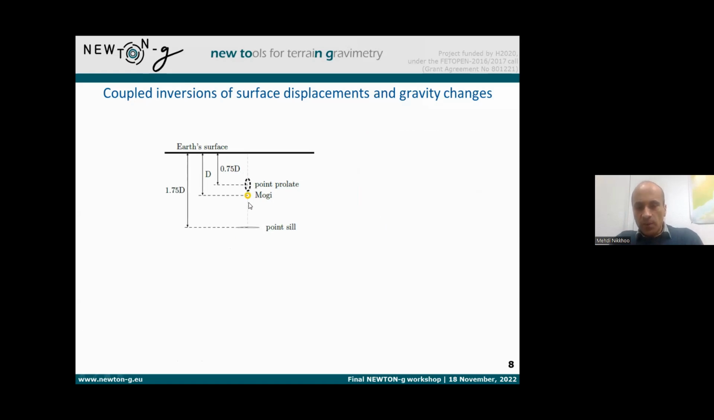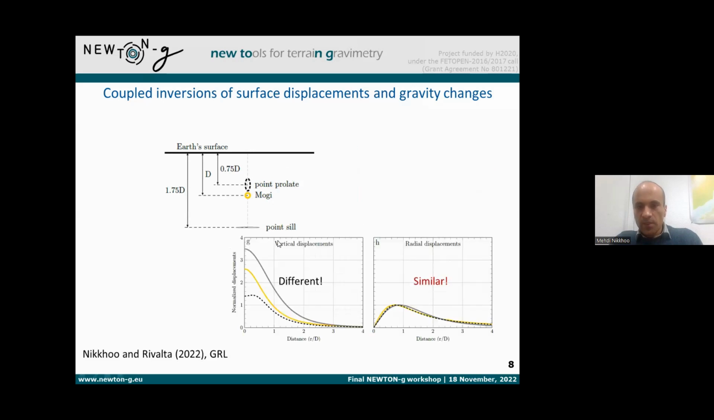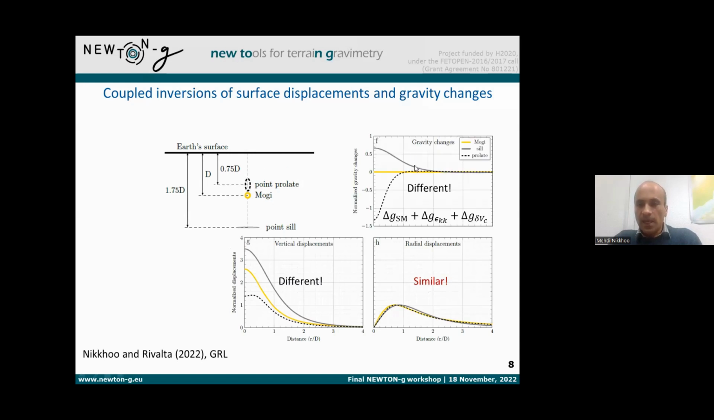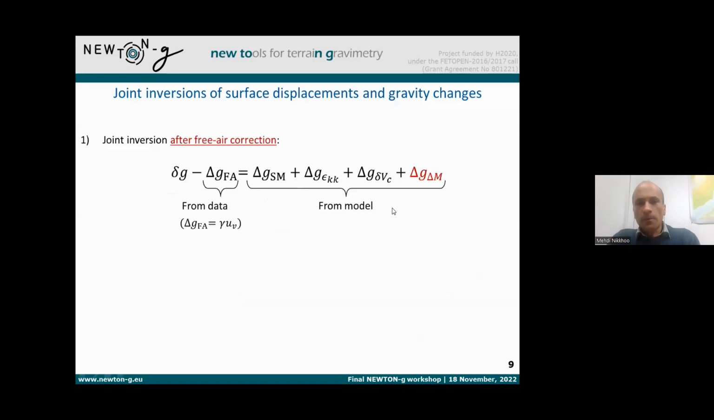Similarly, we can play with the depth of these sources such that they produce similar radial displacements, but as we could guess, we see that the vertical displacements are completely different. Again, we see that the gravity changes associated with these sources are completely unique. All these results show that gravity data can provide information on the source parameters, not only on the mass change. Now we consider the different approaches available for joint inversions.